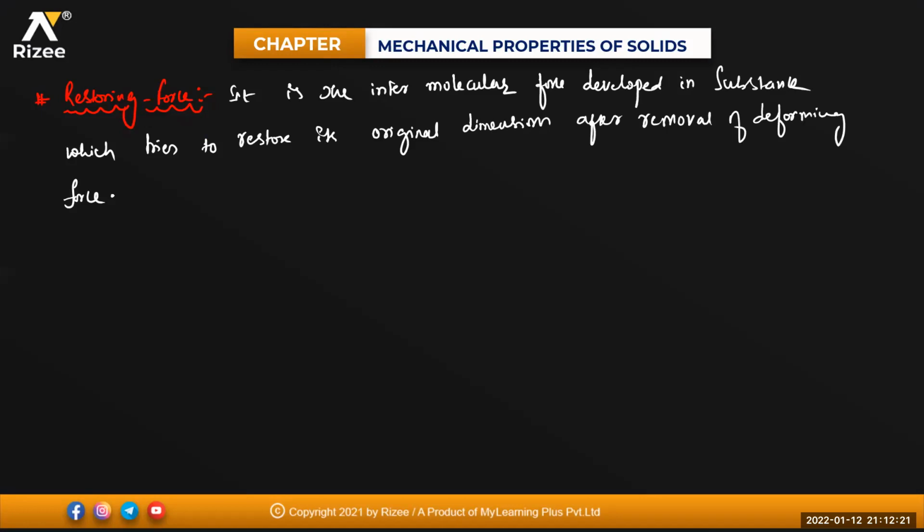What do you mean by the restoring force right now? The tendency to regain its original shape. So it is an intermolecular force developed in the substance which tries to restore its original dimensions after removal of the deforming force, and it is called the restoring force. Is it clear?